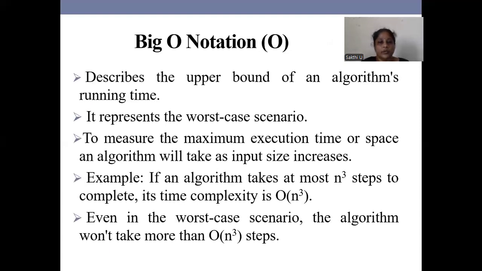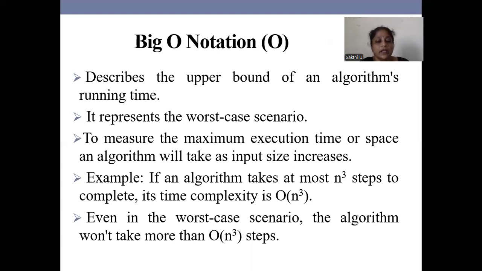Big O notation defines the upper bound of an algorithm. It defines the worst case: how much maximum time the algorithm takes. The maximum time taken by the algorithm is represented in the form of big O notation, which is called the upper bound. As n increases, what is the maximum running time or execution time?